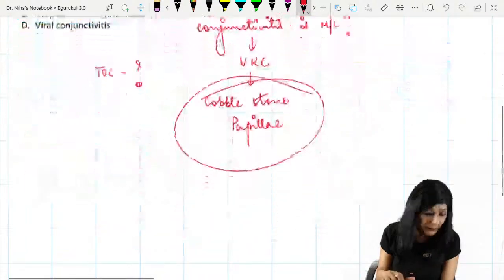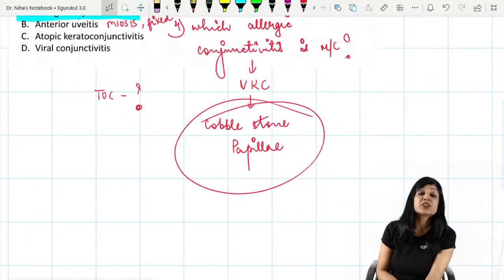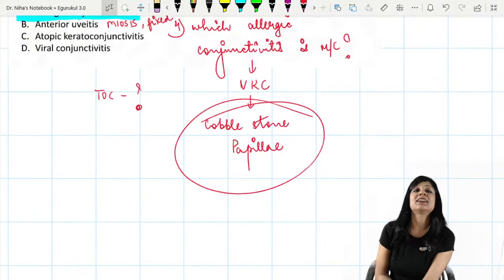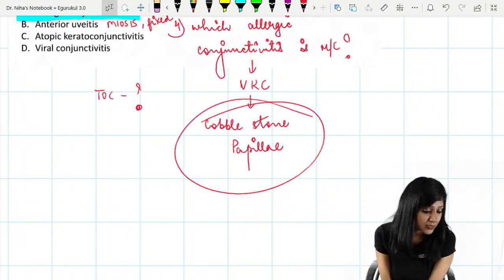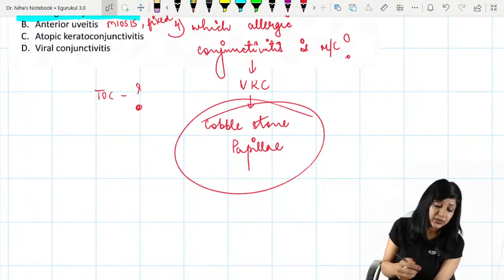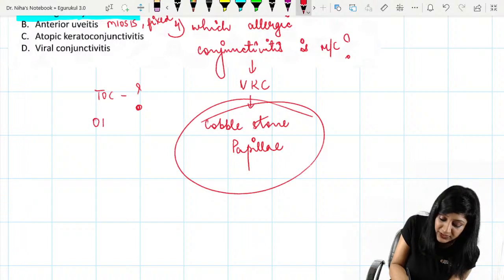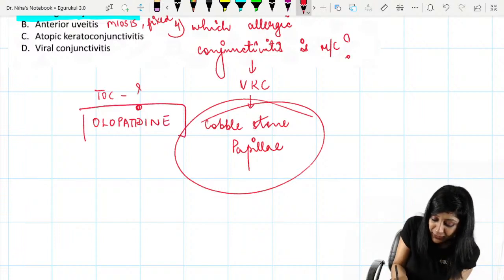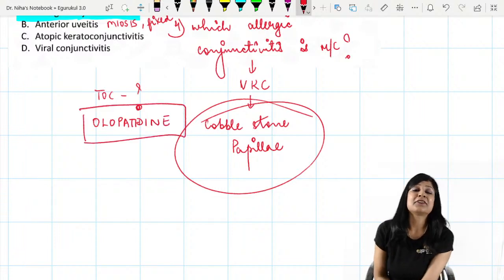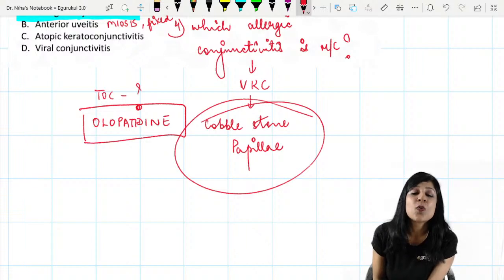Okay. So what is the treatment of choice? Treatment of choice of vernal keratoconjunctivitis, not acanthamoeba. Very good. Exactly. Treatment of choice is olopatadine. The treatment of choice for vernal keratoconjunctivitis is olopatadine.